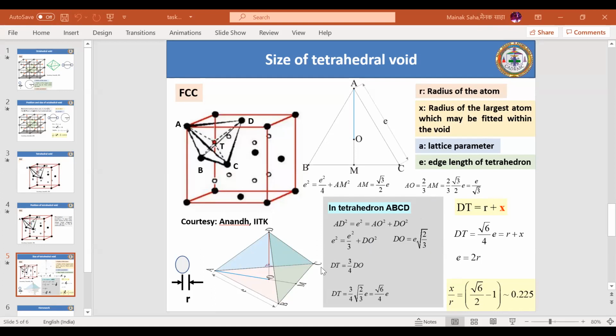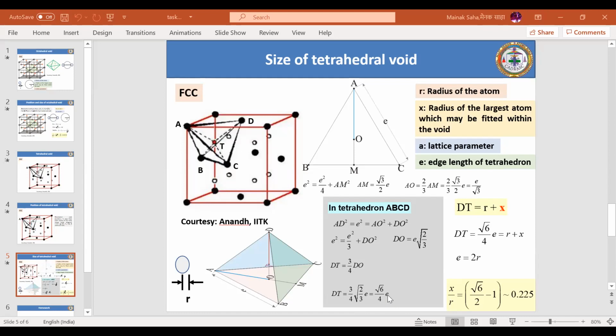So if you simplify this, now, what is DT? This is a property of a tetrahedron. I'm not going that much into mathematics, but it actually comes like this: DT is equal to 3 by 4 of DO. Okay, so this is the geometry. So DT is equal to 3 by 4 of the DO. So DT will be what? Root 6 by 4 E, right?